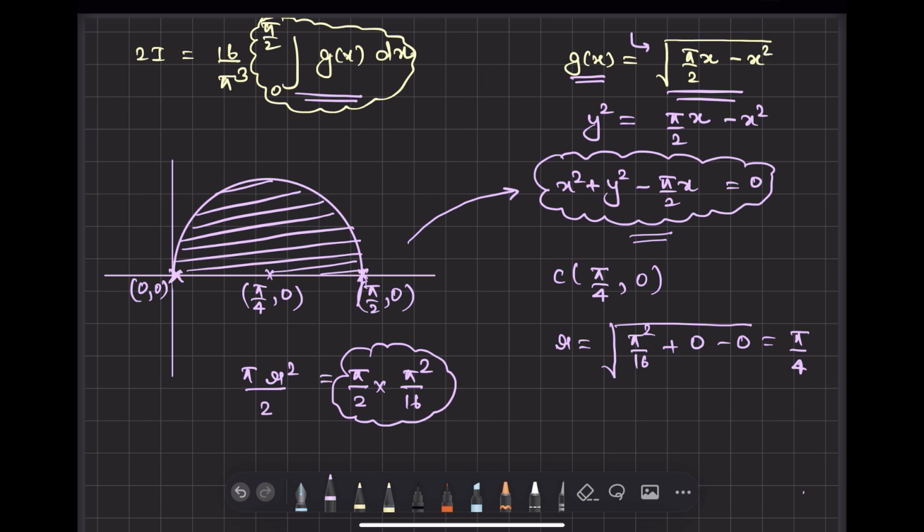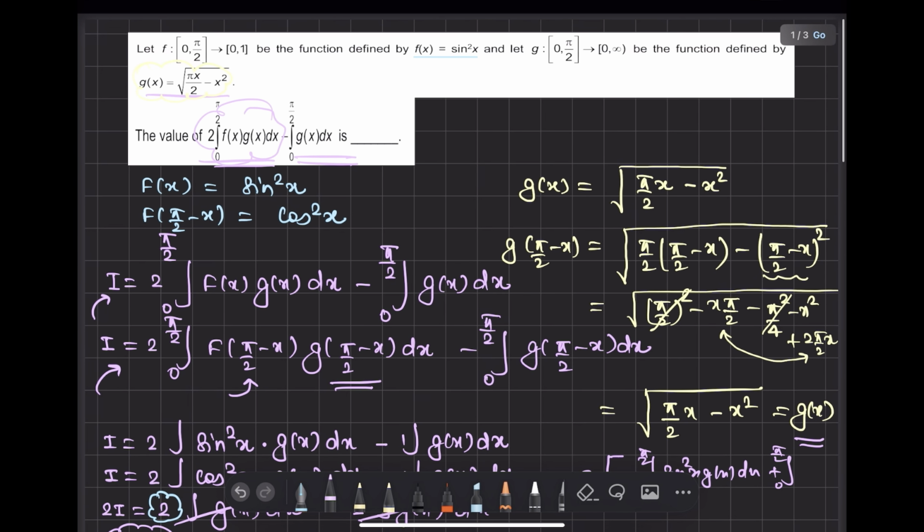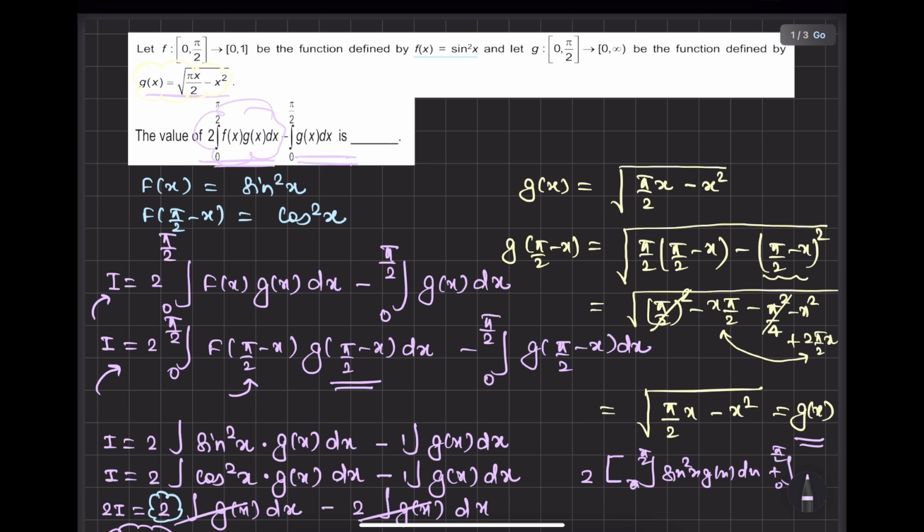So can I replace this yellow bubble with pi cube by 16 into 2? So we have 2I equals 16 by pi cube into pi cube by 16 into 2. So this thing gone, this thing gone. So we are left with I is equal to 1 by 4. Therefore the value becomes 1 by 4. I hope you understood the question, and now you guys can handle similar situations as well. Okay.